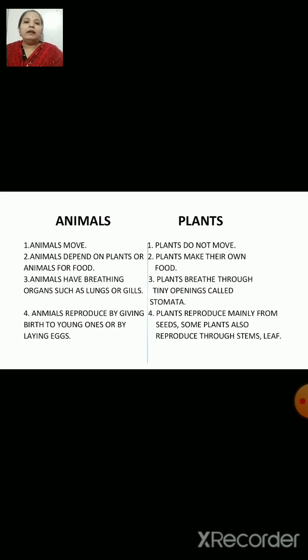Both are living things, right? Both the plants and animals are living things. There are few similarities between plants and animals, but they are different in many ways. Can you tell me how? We are going to discuss this in detail.